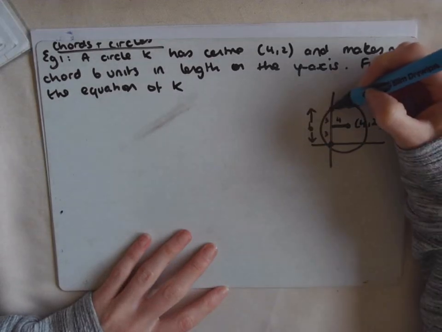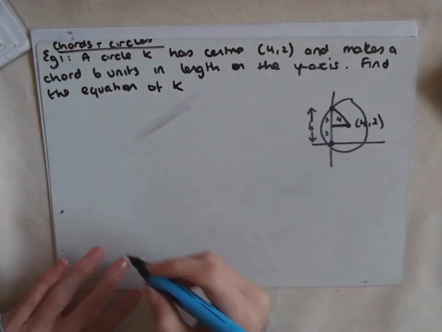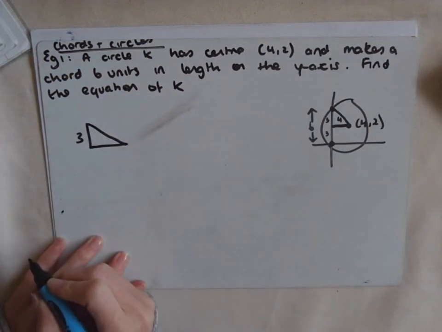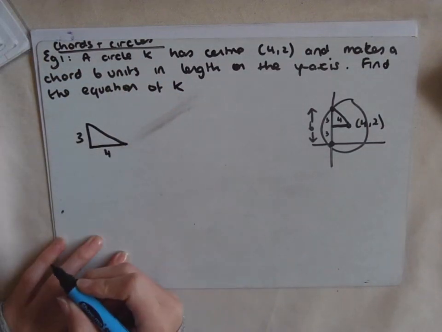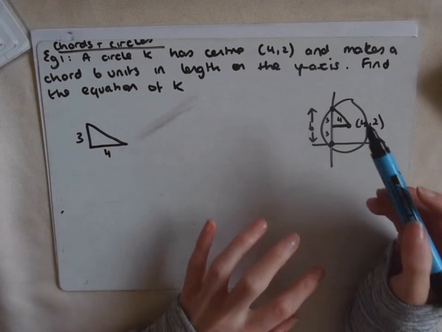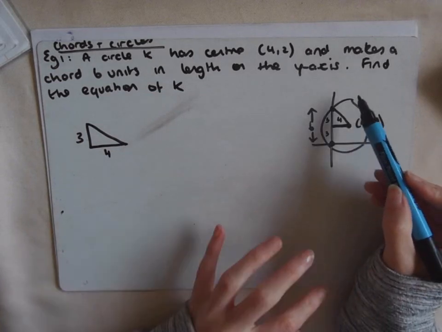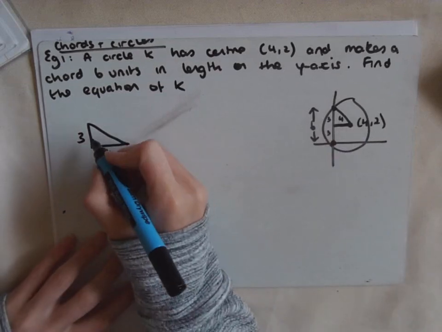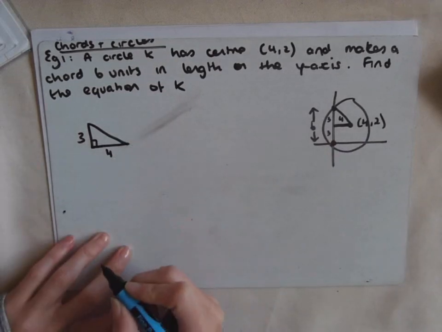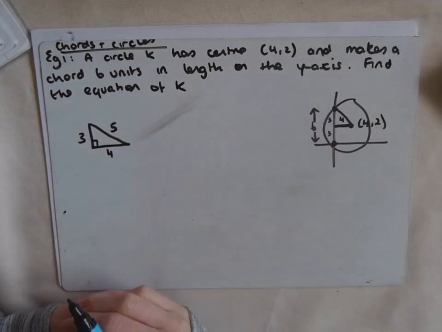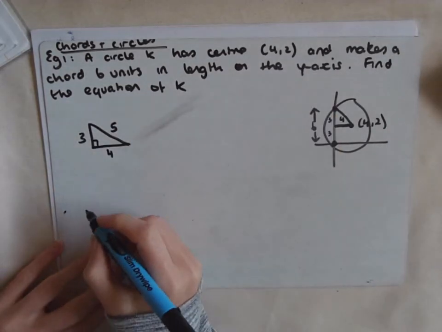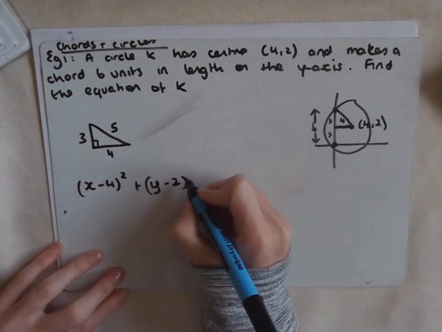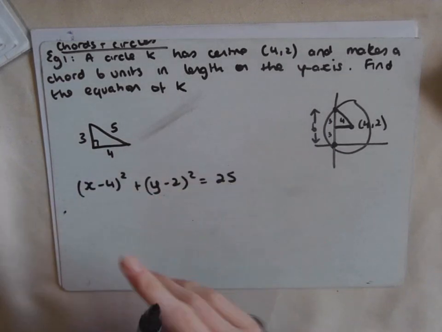Now I have a right angle triangle and I'm going to be able to find the radius. I know that bit there is 3, and I know this is 4. Because it's telling me it makes an intercept on the y-axis, I'm able to use the center to get that distance there. Then you can just do Pythagoras, but instead of doing Pythagoras, I know that that is just 5. The center is x minus 4 squared, y minus 2 squared equals 5 squared. That will be your equation of the circle.